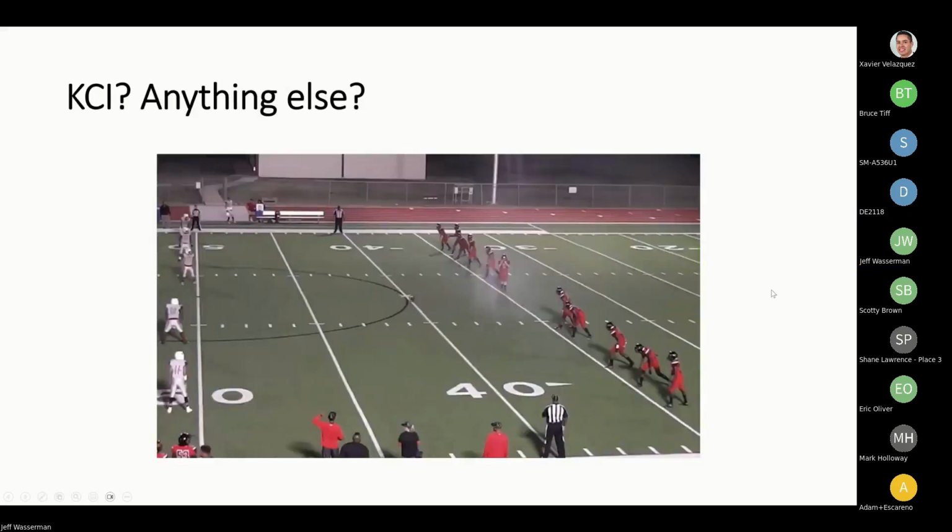All right. Do we have kick catch interference on the play, or anything else going on? Let's take a look.